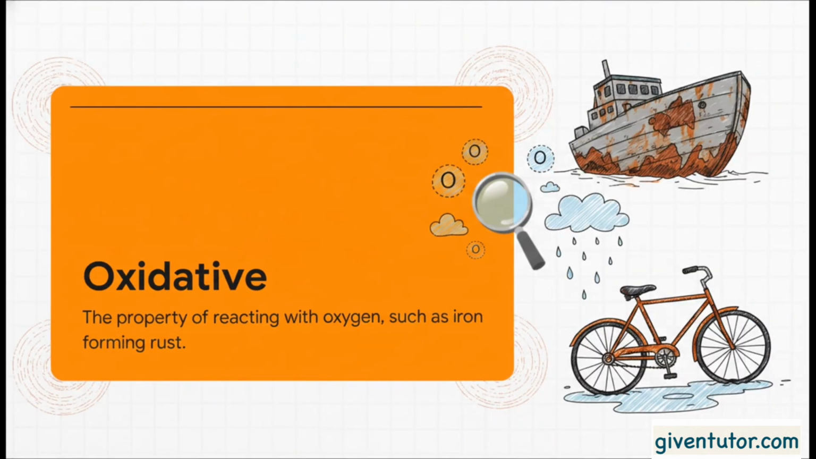Next, let's check out oxidative properties. Honestly, this is happening all around us all the time. It's the property of a substance reacting directly with oxygen. A perfect real-world example? Think of that slow, reddish-brown rust forming on an old iron ship, or maybe a bike you accidentally left out in the rain. That is literally iron oxidizing.